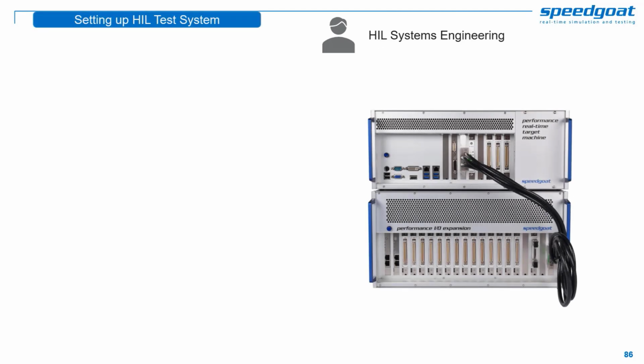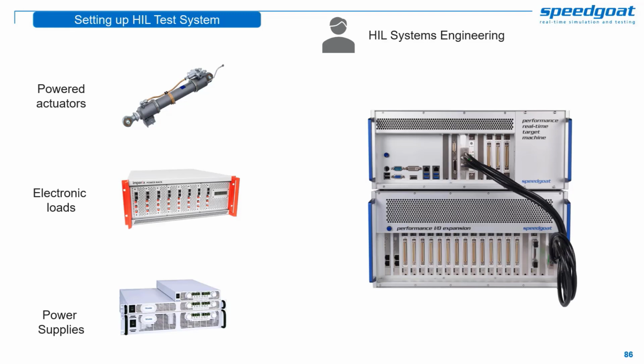The systems engineers have previously built a hill test system based on the Speedgoat performance machine. They are now challenged to specify a new, much more complex hill test system which is required to integrate high power actuators, electric loads and sources. Implementing such a hill system is time consuming and requires specific expertise. With that in mind, the team decided to rely on Speedgoat's know-how to provide them with a modular, rack-mounted hill solution customized to their needs.